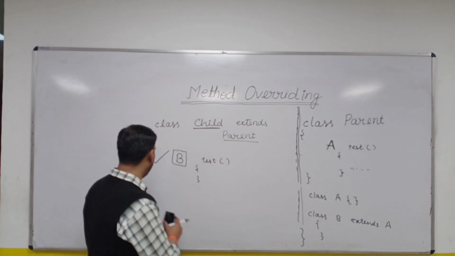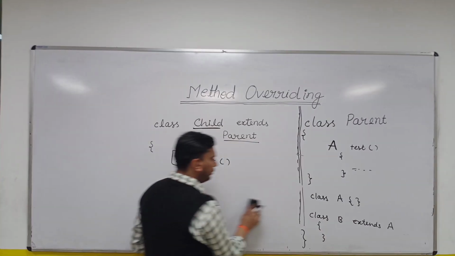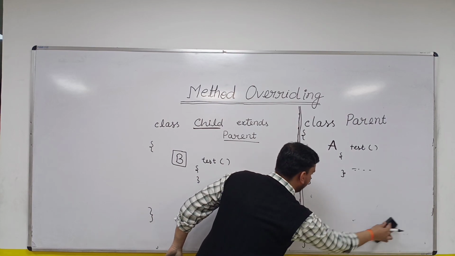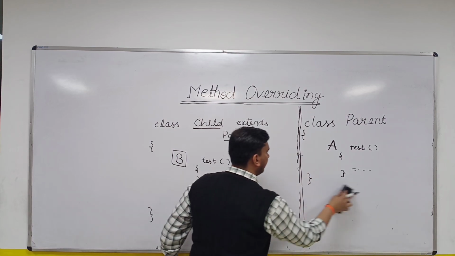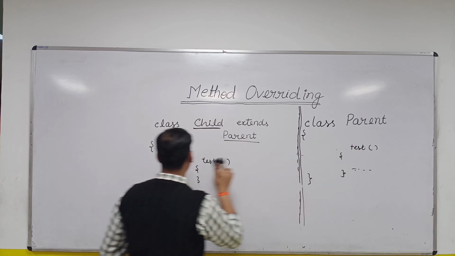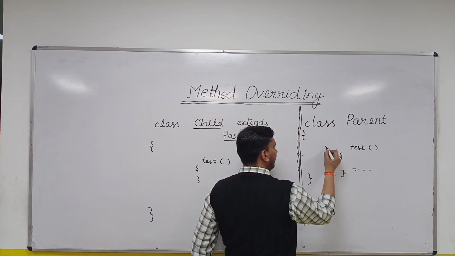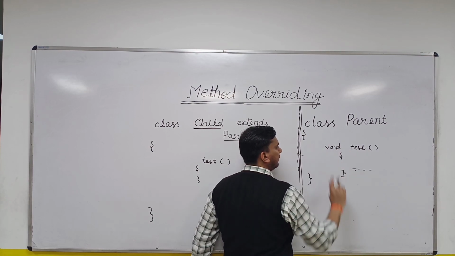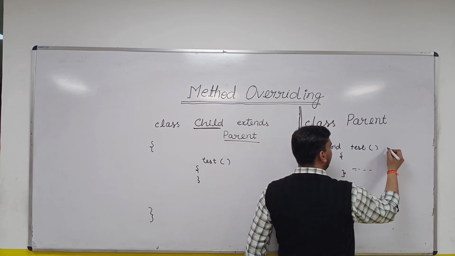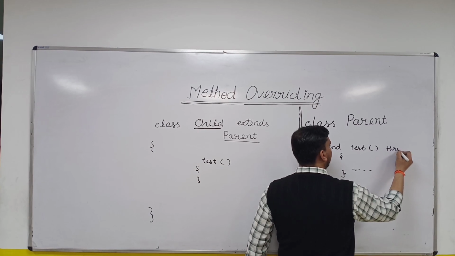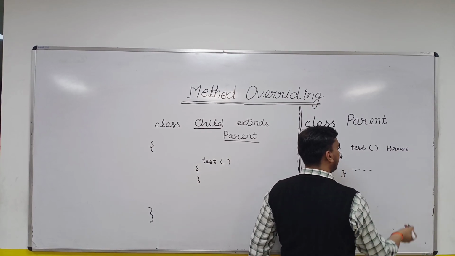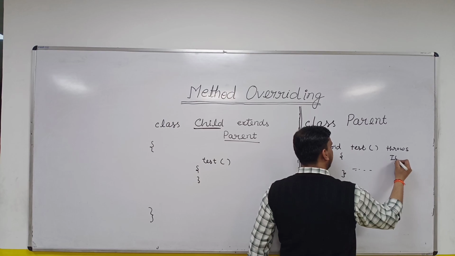Third change is related to the exception list, the throws clause. Let us understand that one also. Let's say there is a method void test, and here I am saying that this method throws, let's say, IOException.